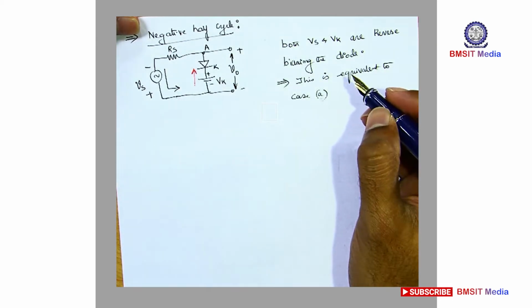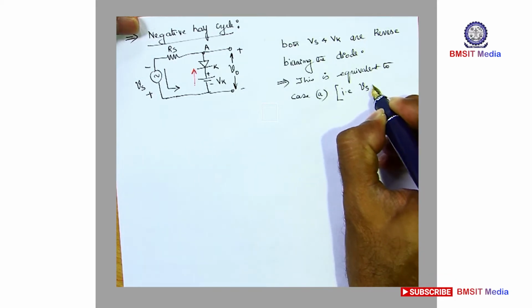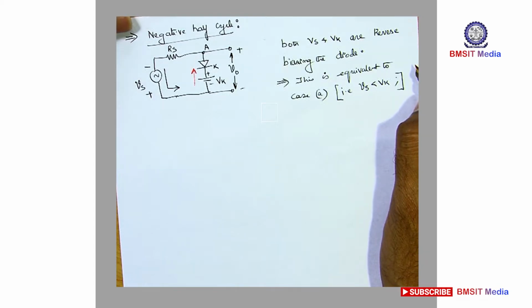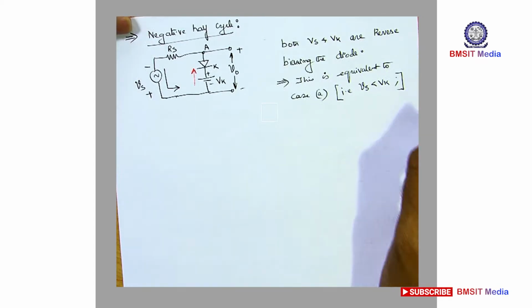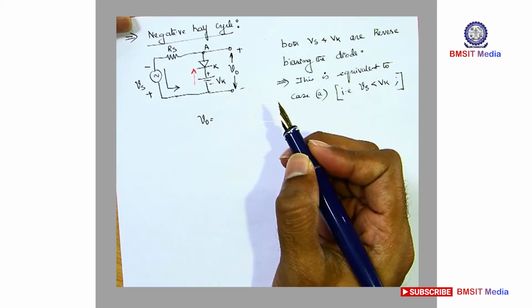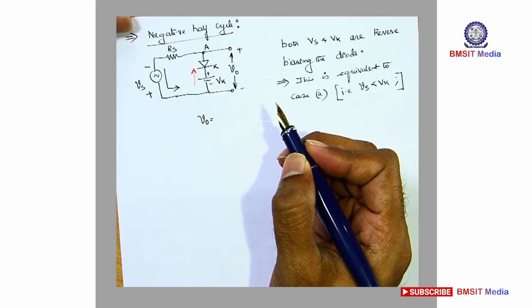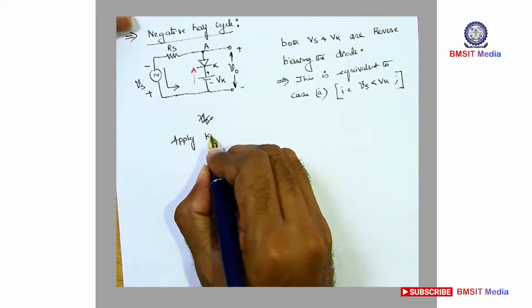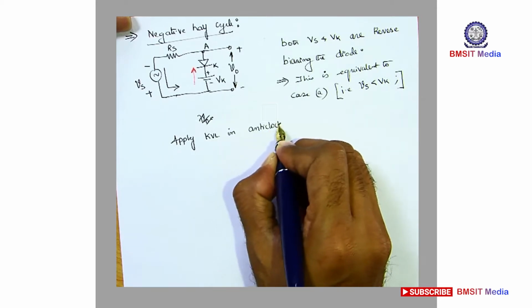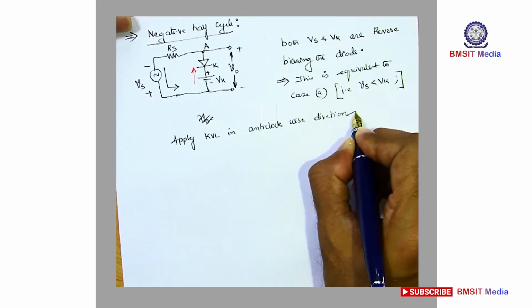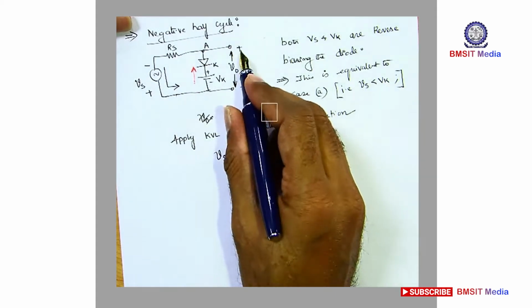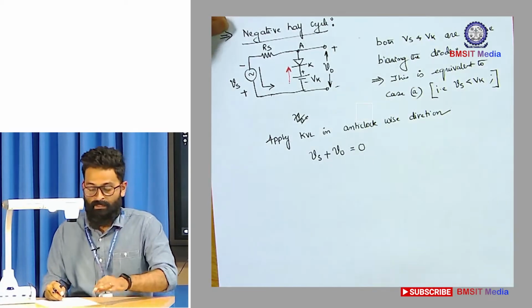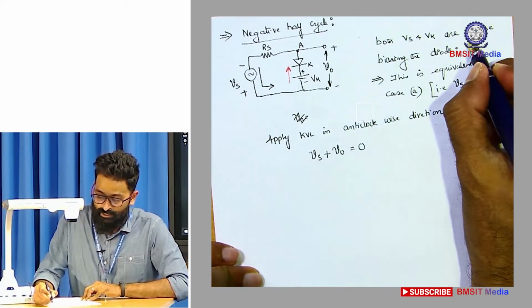So in case A, that is when Vs was less than Vk, the diode was reverse biased, and during reverse biasing operation the voltage we found 0, right? So V0 can be given on the basis of KVL. So you can write something like apply KVL in anti-clockwise direction. So minus to plus Vs minus to plus V0 is equal to 0. So diode is getting reverse biased.